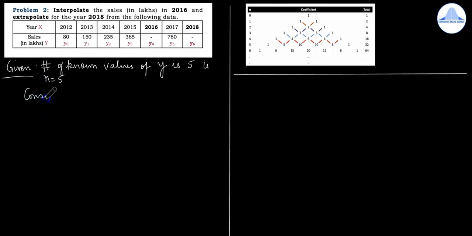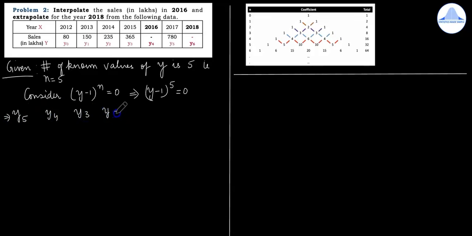Then write the formula. Consider y minus 1 to the power n is equal to 0. So which implies y minus 1 to the power 5 is equal to 0. Now expand. Start with y5. Then leave some space y4, y3, y2, y1, y0 equal to 0. First we'll have the plus sign, then minus, plus, minus, plus, minus.